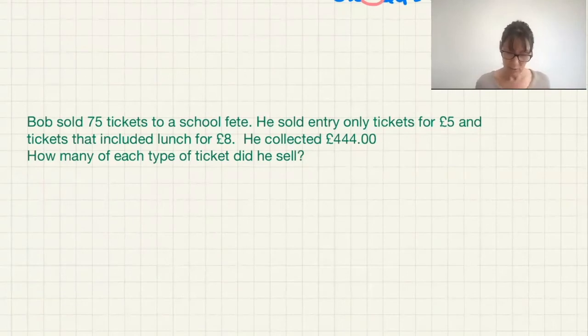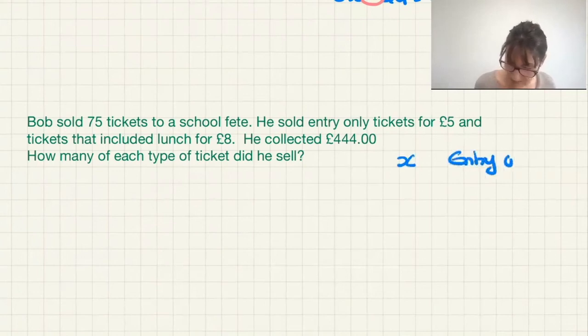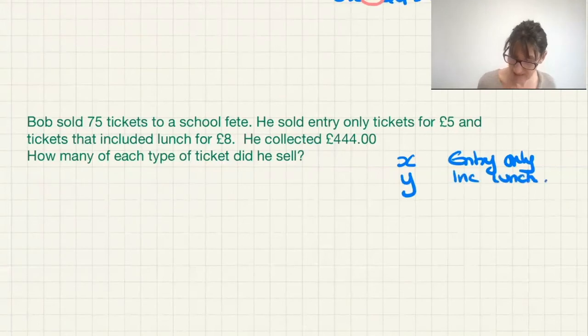So Bob sold 75 tickets to a school fete. He sold entry-only tickets for £5 and tickets that included lunch for £8. So he sold 2 different types of tickets. So that's the first thing that I'm going to write down. He's going to have sold, I'm going to use my X and Y. Let's say X is the tickets for entry only, and Y are tickets that included lunch. So let's just say that.